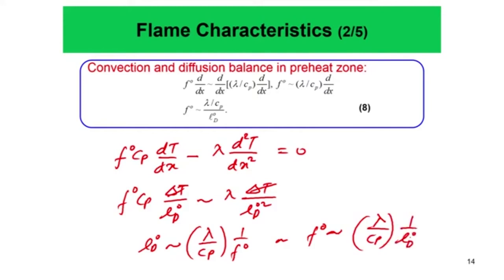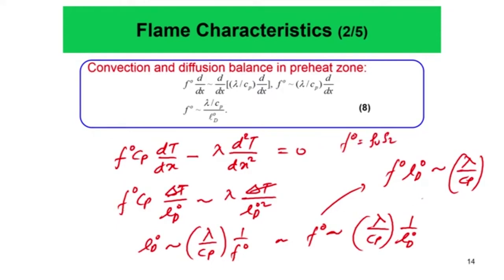Okay, so this is a very, very important relation. You see that LF0 times LD0 is essentially proportional to lambda by Cp, which is your thermal diffusivity divided by the specific heat. Of course, F0 is essentially equal to rho U times SL, or you can also write that SL0 times LD0, or SU0 times LD0, is proportional to, equal to, lambda by rho Cp, which is essentially the thermal diffusivity.